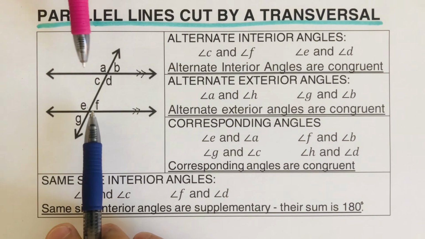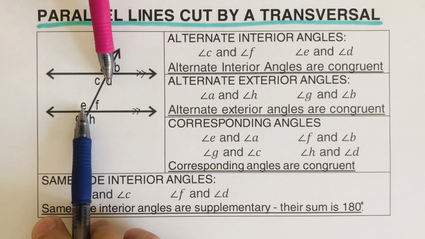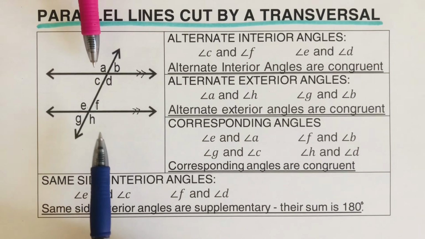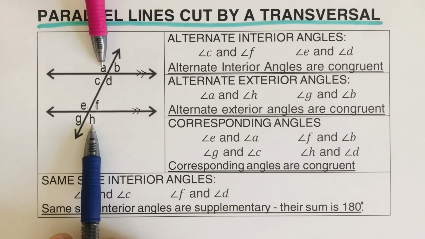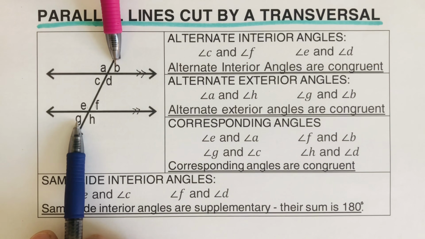First, C and F are alternate interior and they are congruent. Then D and E are alternate interior and they are congruent. A and H are alternate exterior and they are congruent. B and G are alternate exterior and they are congruent.